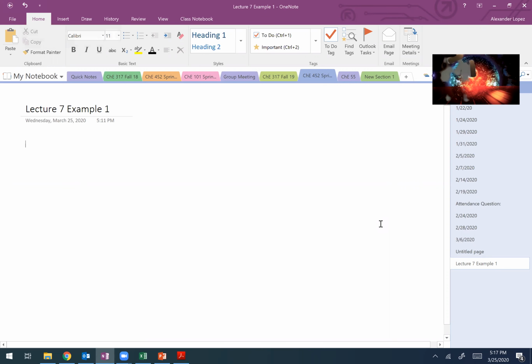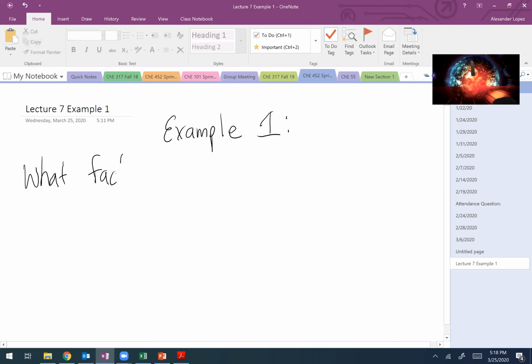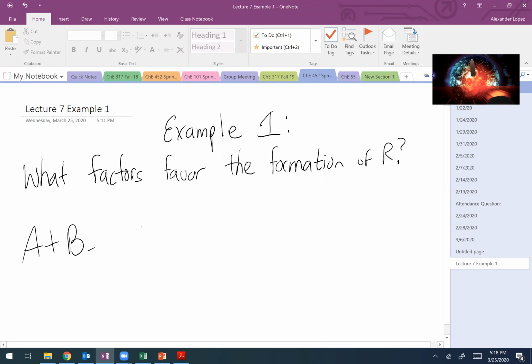So this example asks what factors favor the formation of R. Now, the way this reaction is set up, I have A plus B going to either R or a side reaction, which forms S and T. This reaction to R is reaction 1. The reaction to S and T is reaction 2.